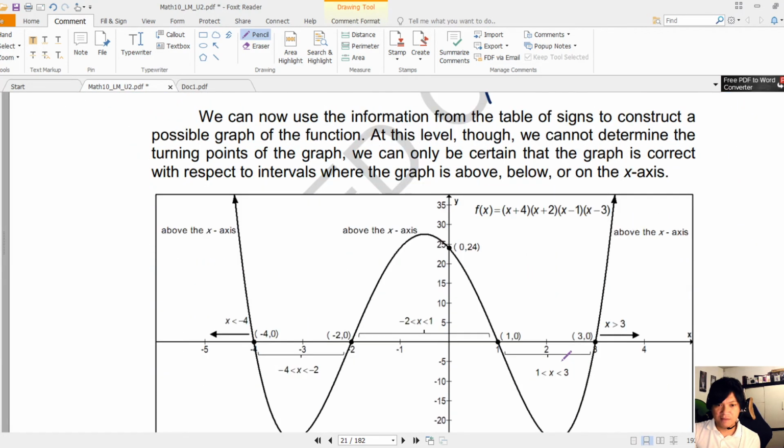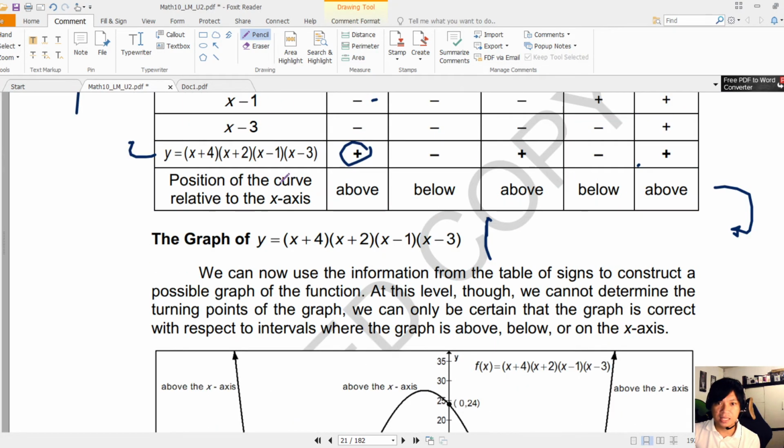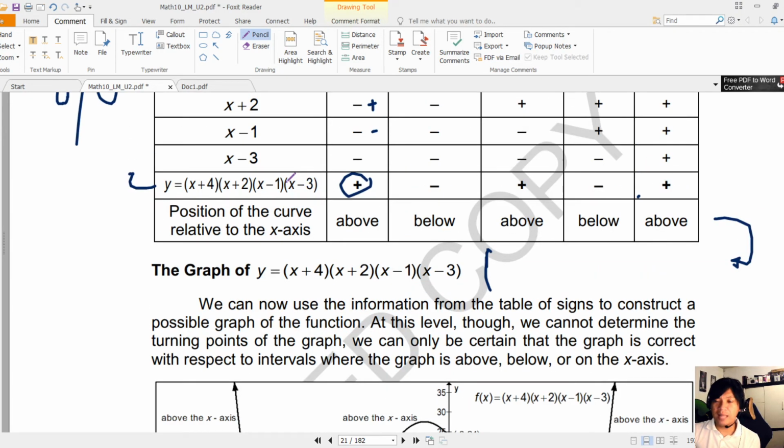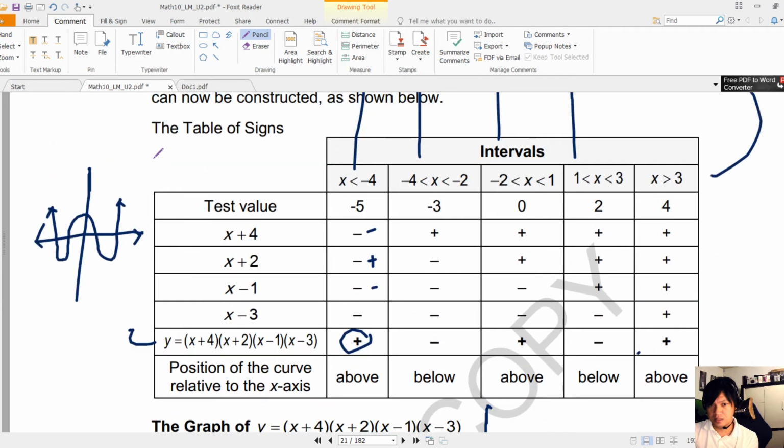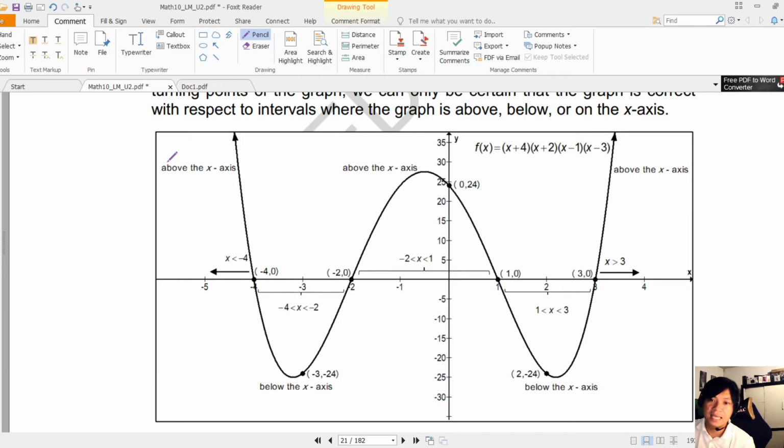So, ganito yung graph niya. So, above the x-axis, tapos ito, nag-turn naman siya to below, tapos above, below, and above. So, yun yung description natin dito. So, kung wala tayong graphing calculator, we can have the picture, the possible graph of our polynomial function by simply having this table of signs. Yan. So, ito yung possible na itsura ng ating graph.